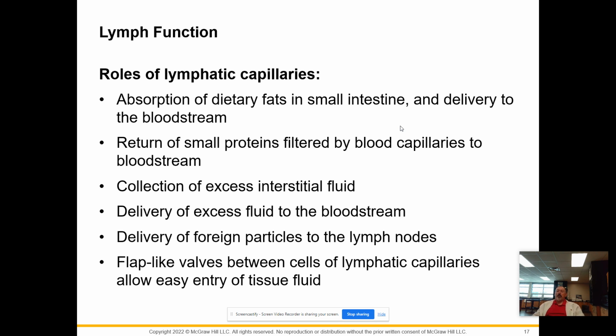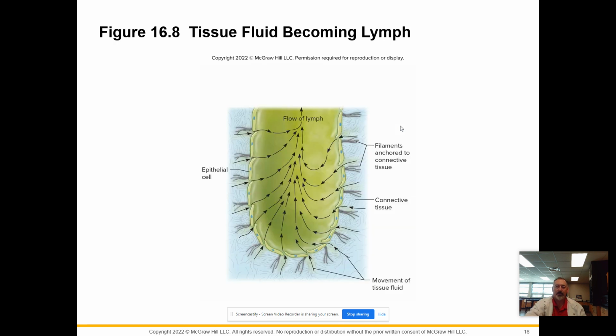So return to the bloodstream a small portion filtered by blood capillaries. All right, it's the collection of that excess interstitial fluid. This helps reduce edema, the delivery of excess fluid to the bloodstream, and foreign particles are going to be delivered here. Those lymph nodes are going to be these specialized locations where they're doing work. Also, lymphatic capillaries are going to have the flap-like structures, which are going to prevent the backflow.